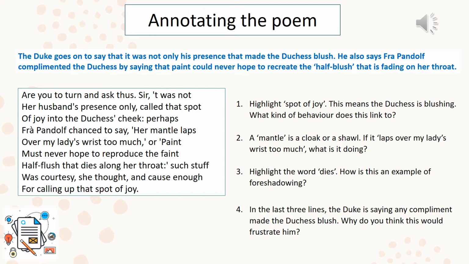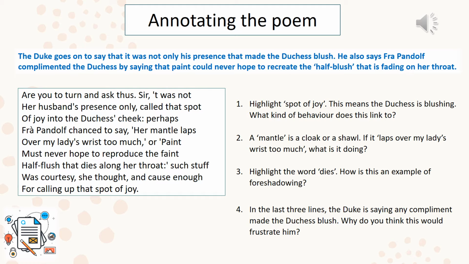The Duke goes on to say that it was not only his presence that made the Duchess blush. He also says Frà Pandolf, the artist, complimented the Duchess by saying that paint could never hope to recreate the half blush that is fading on her throat. So the questions you need to answer using annotation are: highlight the words spot of joy. This means the Duchess is blushing. What kind of behaviour does this link to? So think back to previous slides where the Duke seems to be frustrated with her because he thinks she flirts with many people.